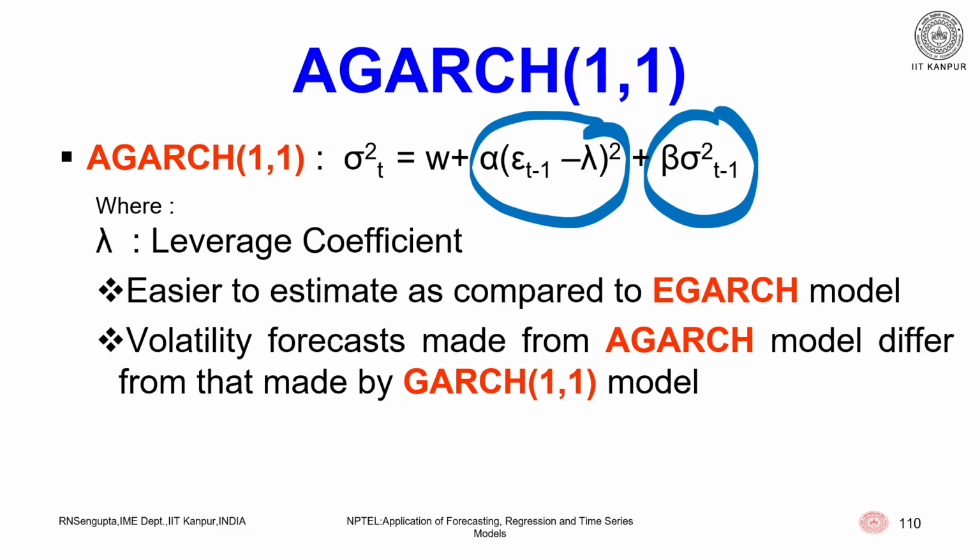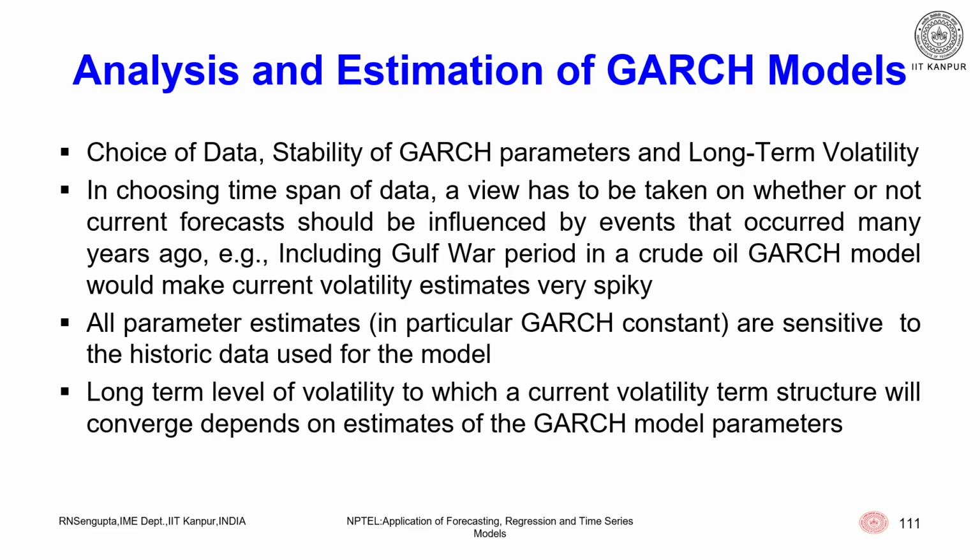It is easiest to estimate as compared to the EGARCH method, the AGARCH method, and the volatility forecast made from the AGARCH model differs from that made by the GARCH model, because the autoregression part is much more prominent in AGARCH. So, if you go into the analysis and the estimation of the GARCH model, choice of data is important, stability of the GARCH parameters needs to be found out, and we will come to that, and also the concept of long term volatility, how stable they are, and obviously for time series of financial data, this is a problem.